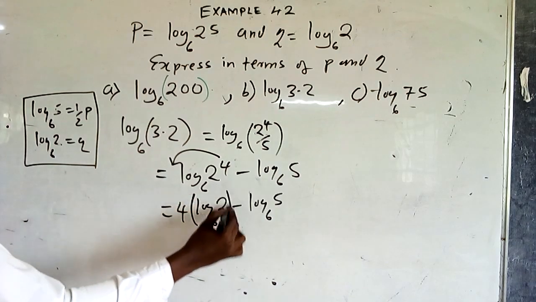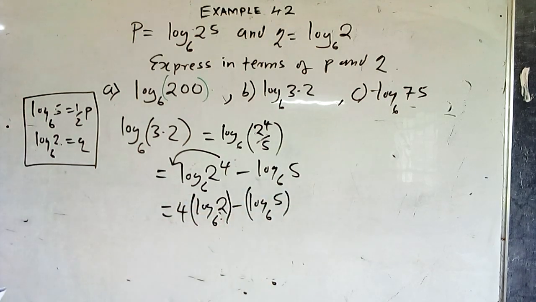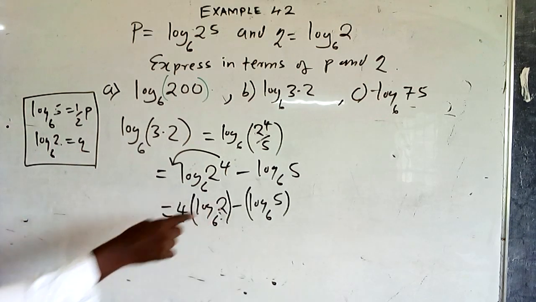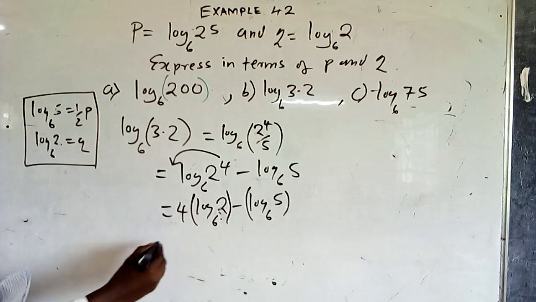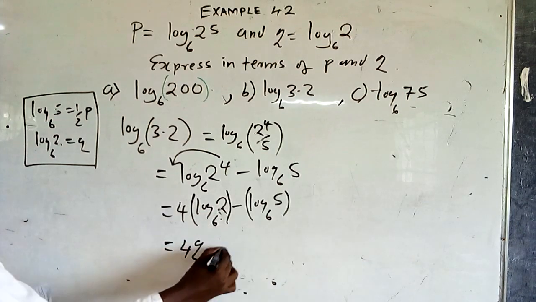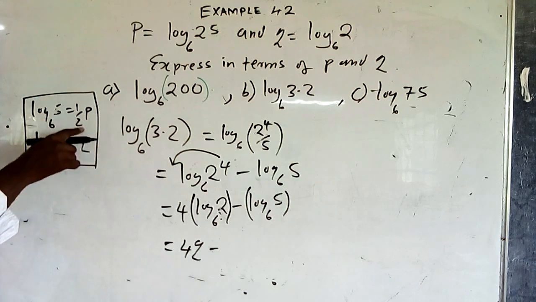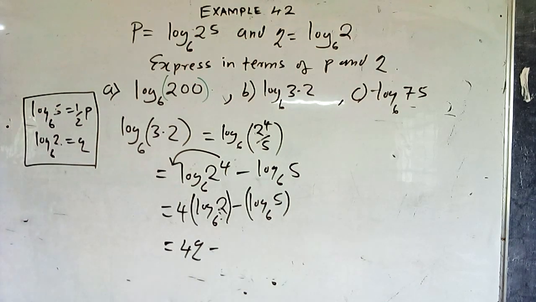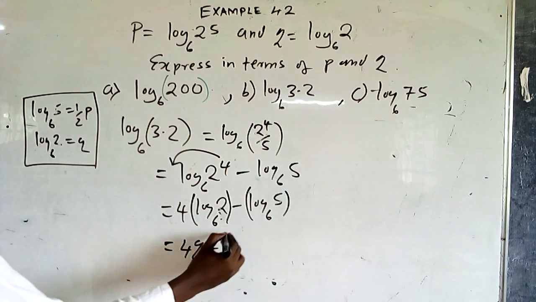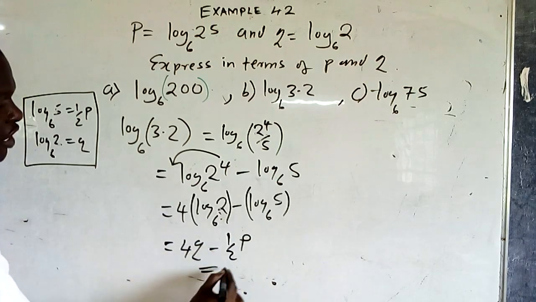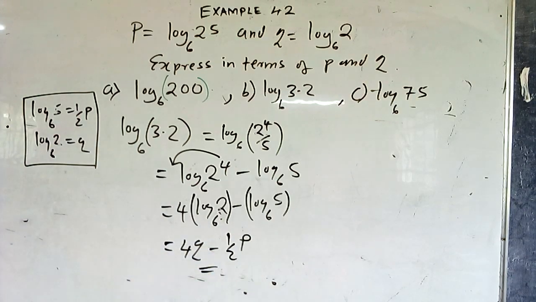Then you substitute. What is log 2 to base 6? It is Q. So this is 4 times Q, so you get 4Q. Then minus, what is log 5 to base 6? A half P. So it is minus a half P, and you are done. So that is how to deal with part B.